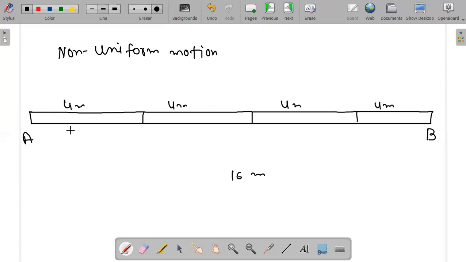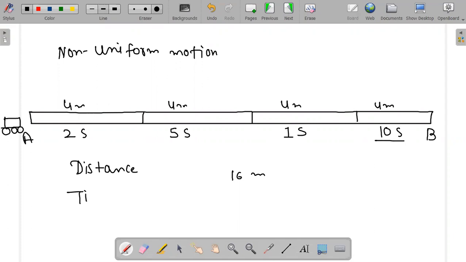Now this 4 meter is completed in 2 seconds. This 4 meter is completed in 5 seconds. Now a traffic police sees this car and the car owner does not have a license. So he drives the car very fast and completes 4 meter in 1 second. And for another 4 meter, he relaxes and completes it in 10 seconds.